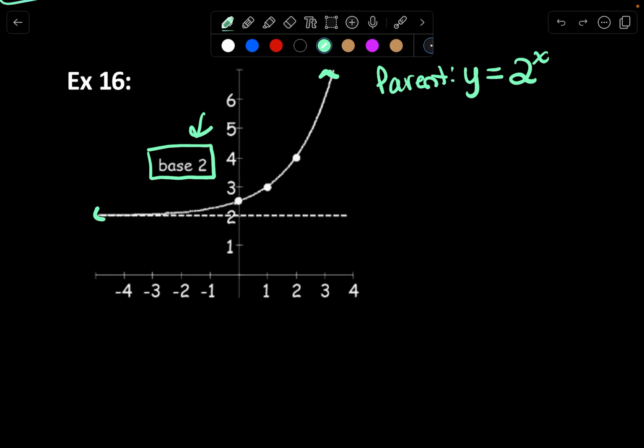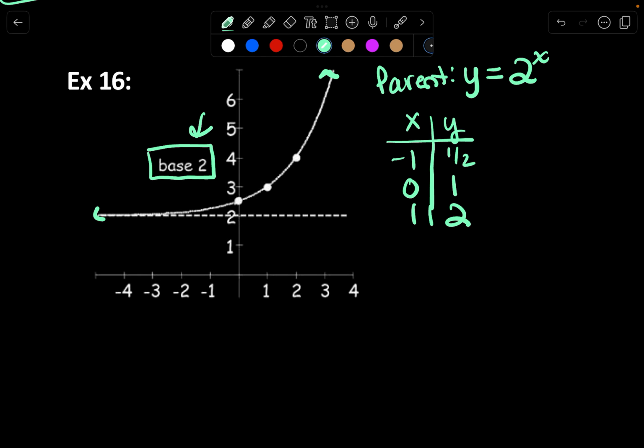All right, so a couple of things with this one. If we think about our key points for exponential functions, they are going to be -1, 0, 1. And if we plug these points into the function, 2 to the power of -1 is 1/2, 2 to the power of 0 is 1, 2 to the power of 1 is 2.